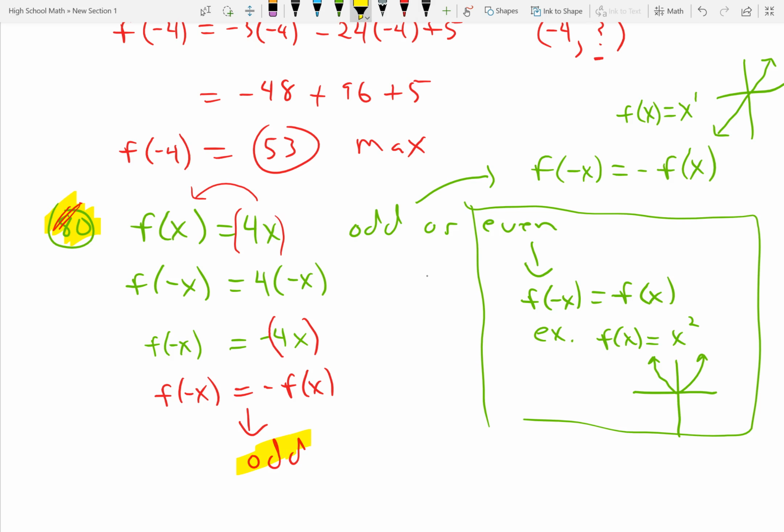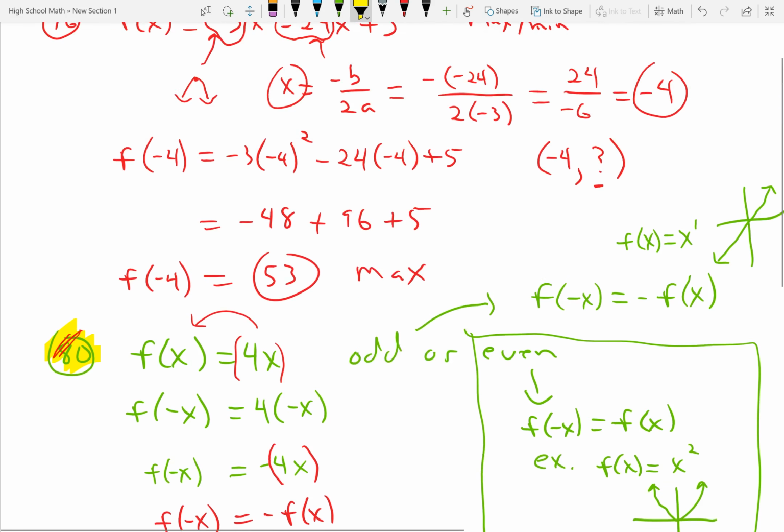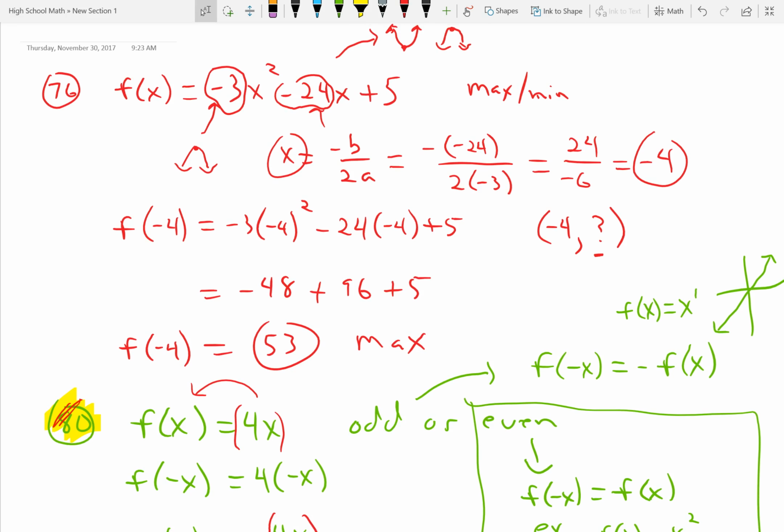Number 80 is odd. Clarify this one. 76. It is a maximum value, and that value is 53. The point is negative 4, 53. That is the vertex.